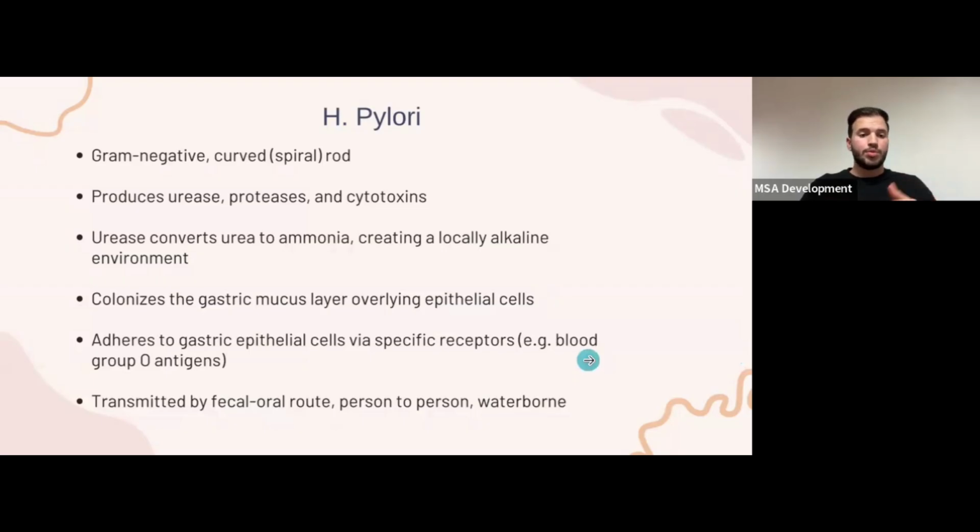Previously, as I showed you in the silver stain, it colonizes the mucus layer and doesn't penetrate the gastric tissue itself. It adheres to gastric epithelial cells by specific receptors like the blood group O antigens. It's mainly transmitted by the fecal-oral route and can be transmitted person to person or waterborne.